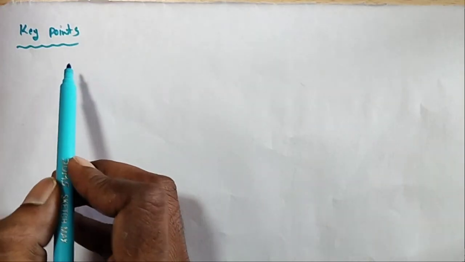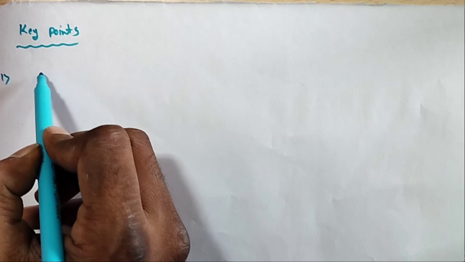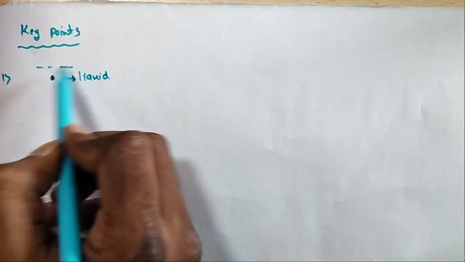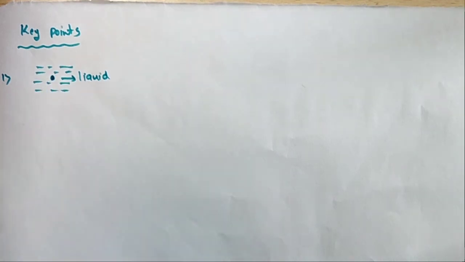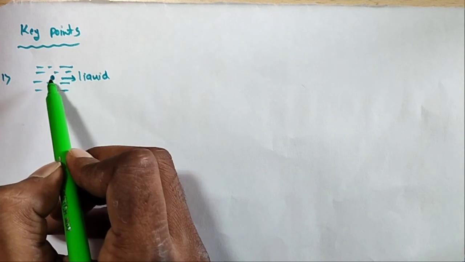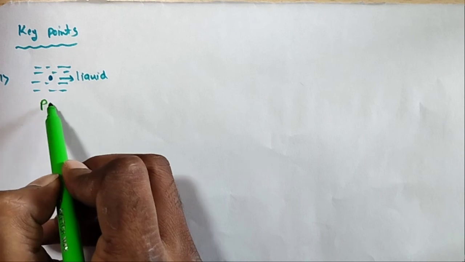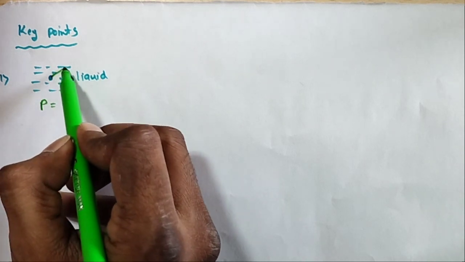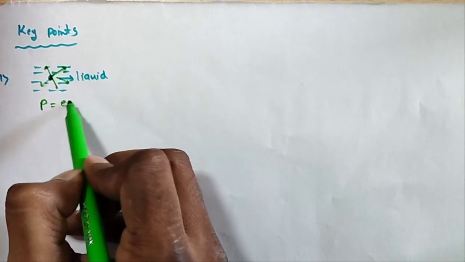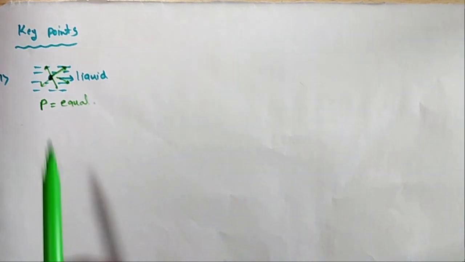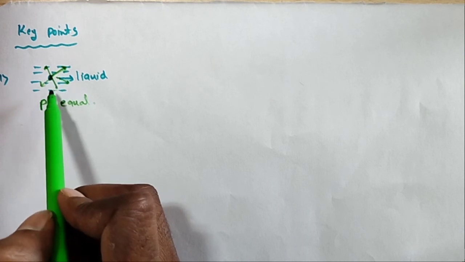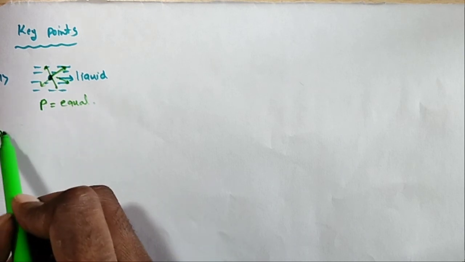Some key points of pressure. First, at a point in a liquid, I am taking one liquid and one point. At a point in a liquid, pressure acts equally in all directions. So this pressure acts normally in all directions equally. This is the first point.